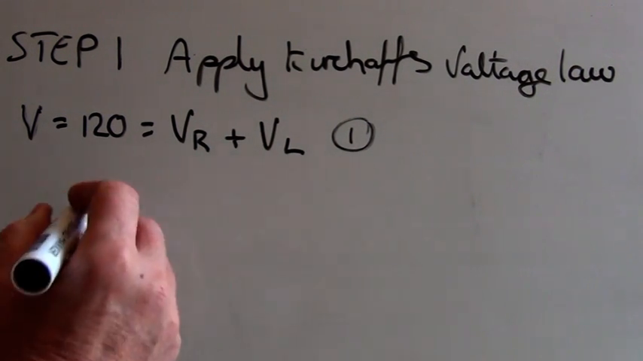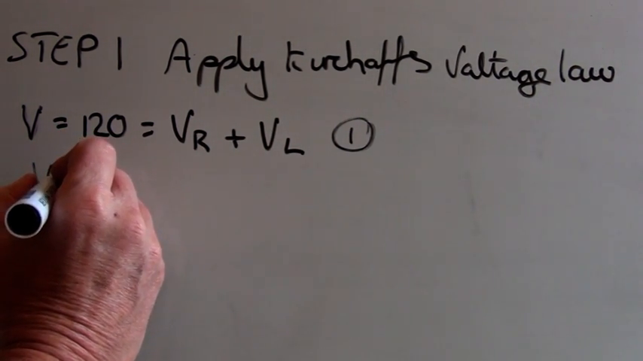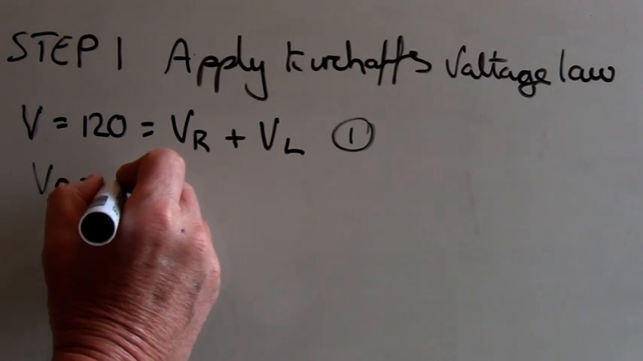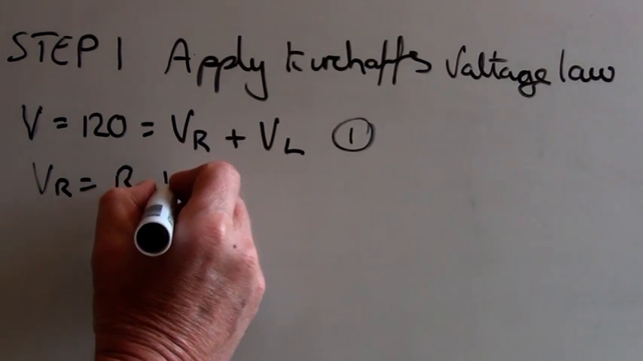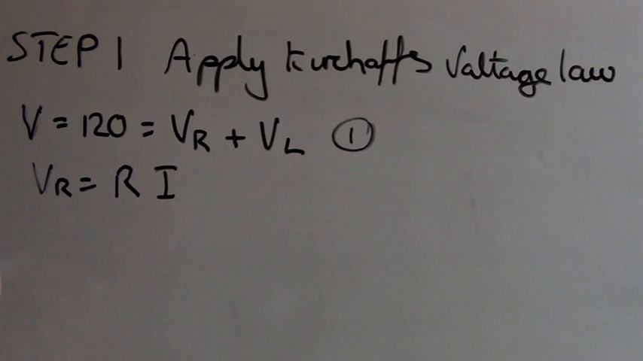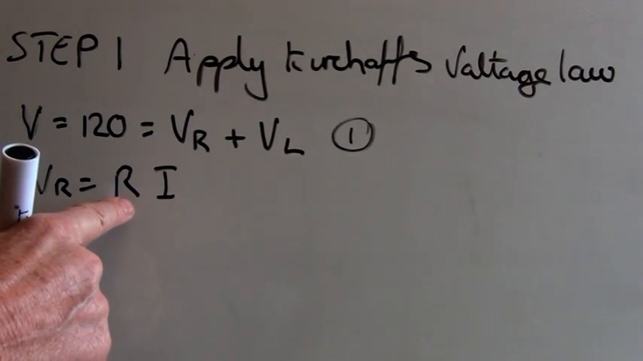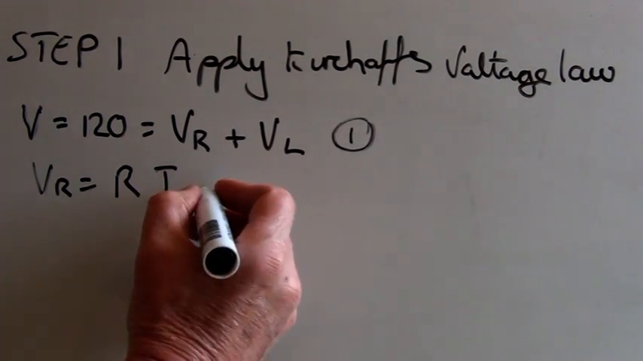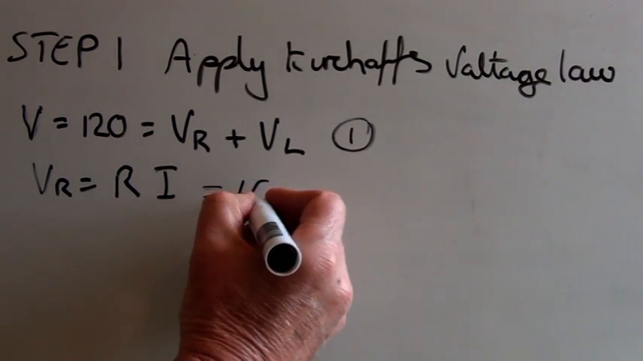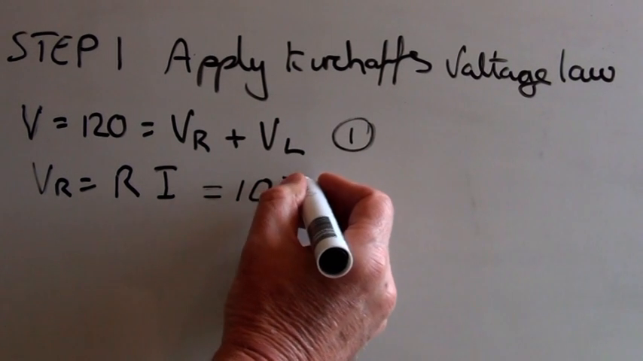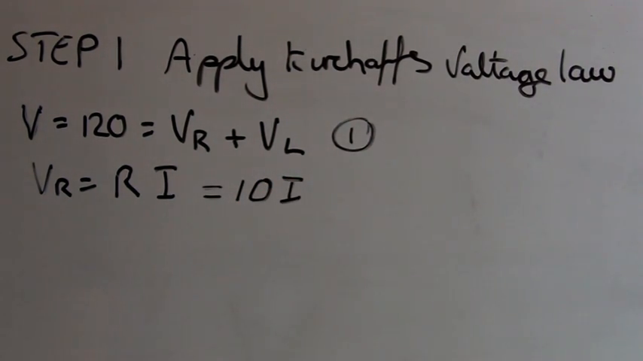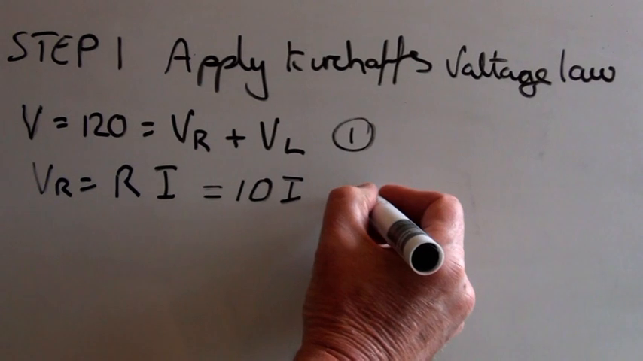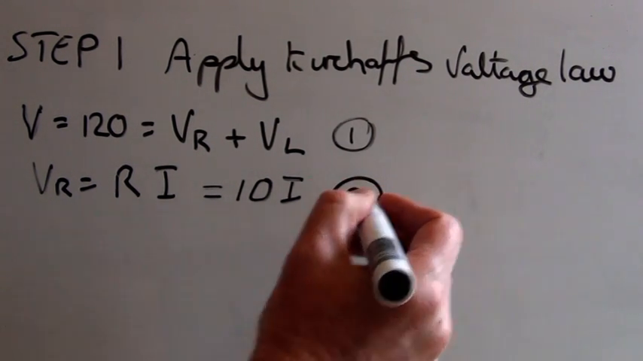So Ohm's law gives us V_R equals R times I. So the voltage across the resistor equals the resistance times the current. And this equals 10 ohms times I. So this can be labelled as equation 2.